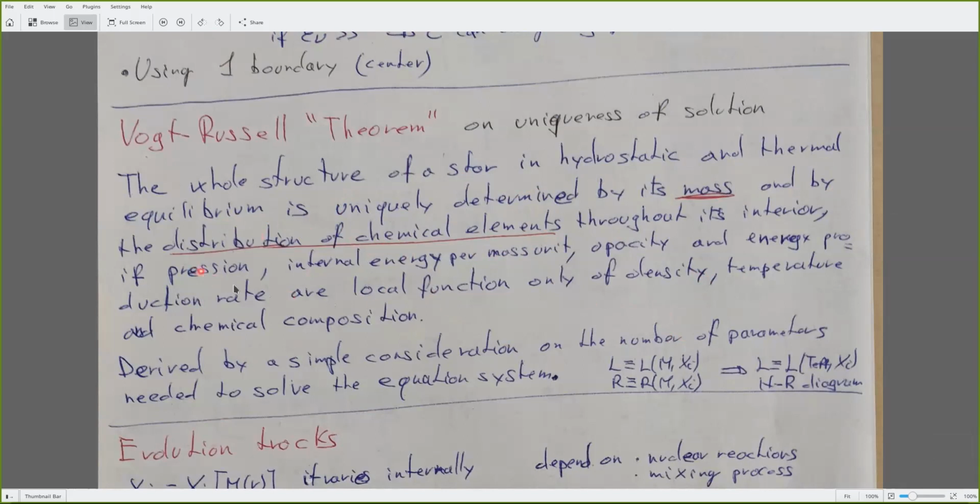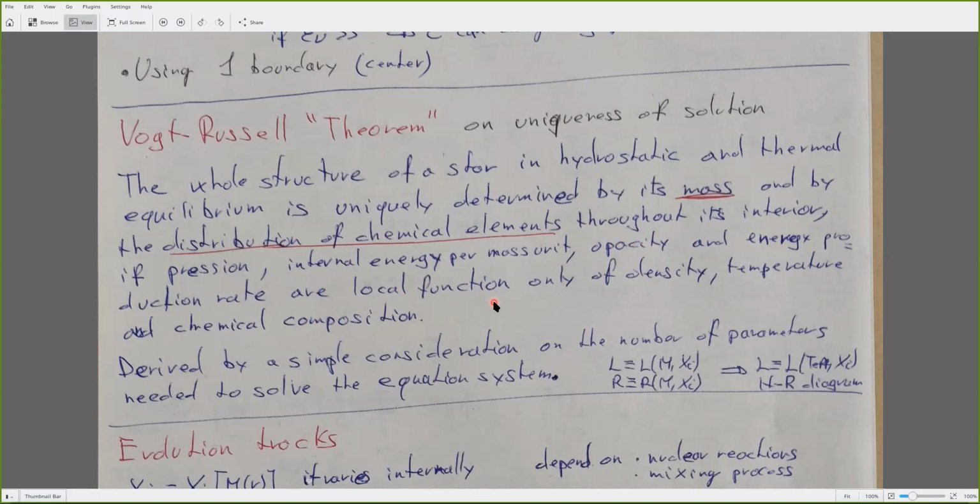And considering that the equation of state, internal energy, opacity, and energy production rate are all local functions of density, temperature, and chemical composition, with this theorem we can say that if we have the mass of the star, its chemical composition, and how it is distributed inside, we can determine uniquely the structure of the star.